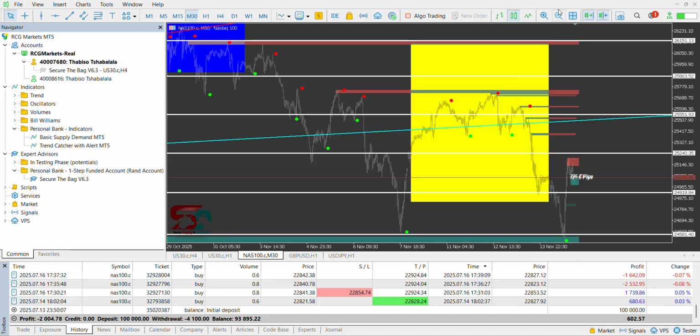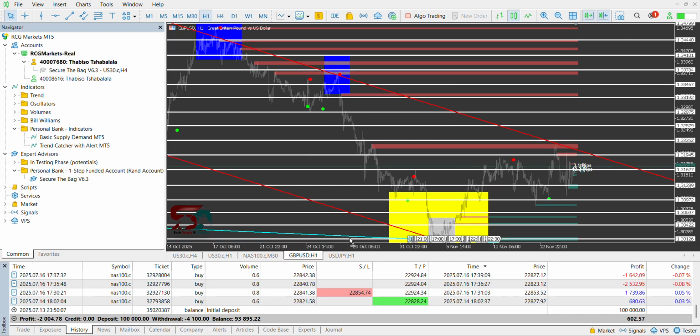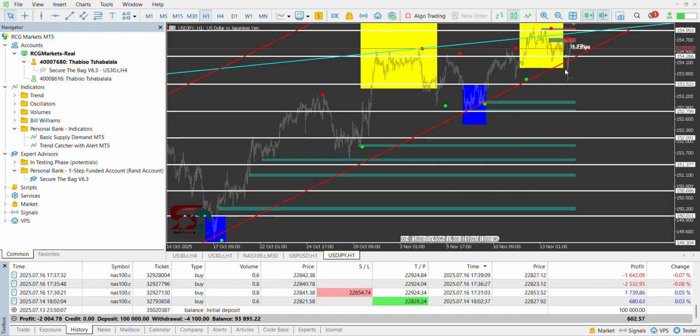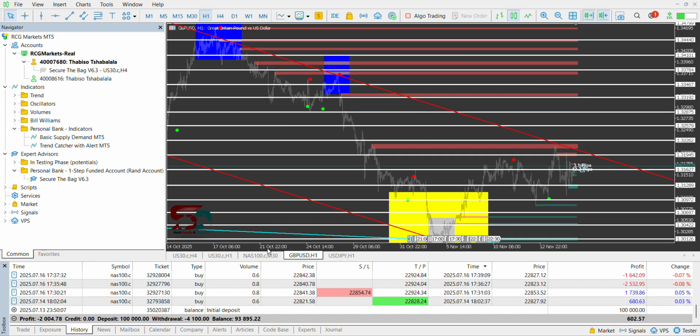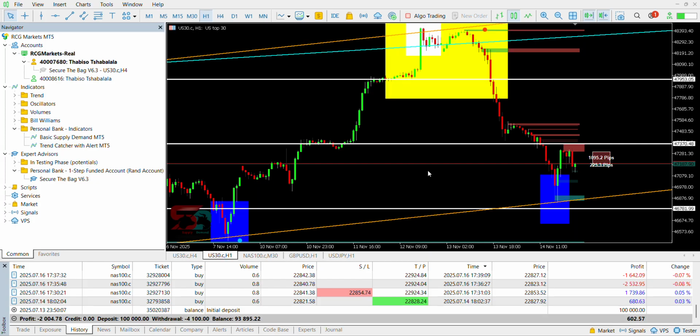This strategy, the way that I analyze it, helps for all time frames, even currency pairs, even USD JPY, Great British Pound USD. So I wanted to make it a part 3 and 4, but then time is not on my side.